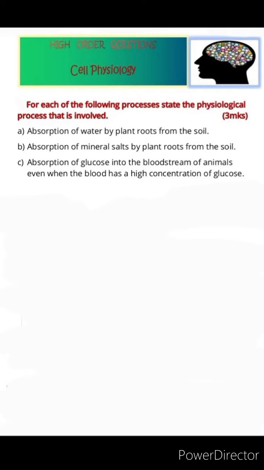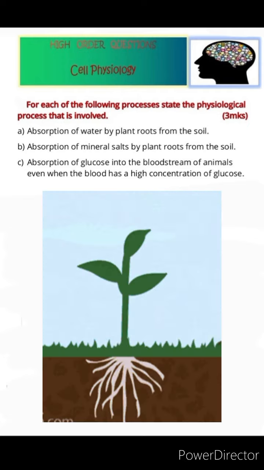Our first question: for each of the following processes, state the physiological process that is involved. Just a reminder, we only have three physiological processes, so it's up to us to determine whether osmosis, active transport, or diffusion is involved. So part A, absorption of water by plant roots from the soil. Now, whenever you have water molecules involved, movement of water molecules involved, then that cannot be any other process apart from osmosis. So automatically A becomes osmosis.